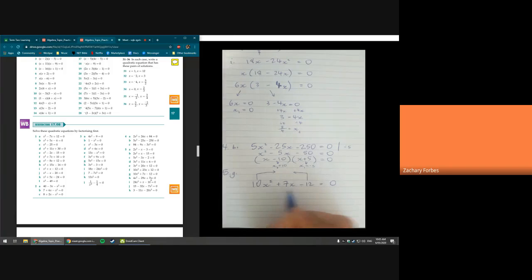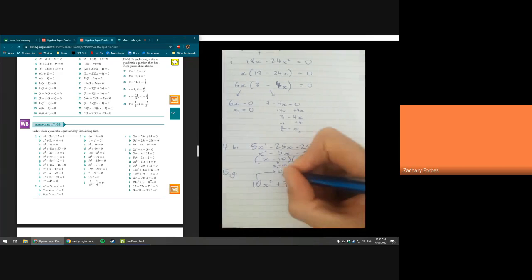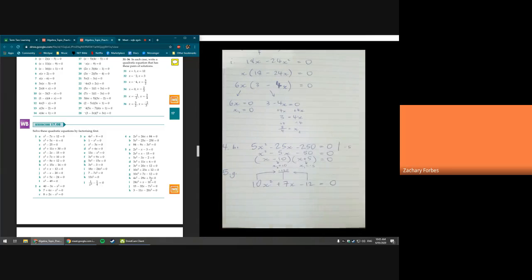We're doing 10 times negative 12, so that's negative 120. And then what we do is we do our little t below that 120. And we find ways to multiply to get negative 120 that would add to get a positive 7. So that's going to be tricky. Okay, let's see. Maybe like a negative 13 and a 20. No, that's way too big.